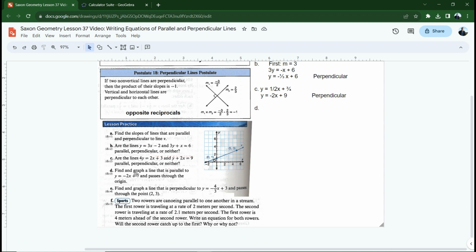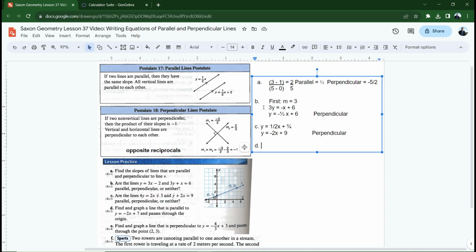Find and graph a line that is parallel to y equals negative 2x plus 7 and passes through the origin. All right, so this one's not too hard. Y equals, let's see, it's going to have the same slope. So it's going to be negative 2x. This is in slope-intercept form, and my slope is negative 2. So if it's parallel, I know the slope is the same.